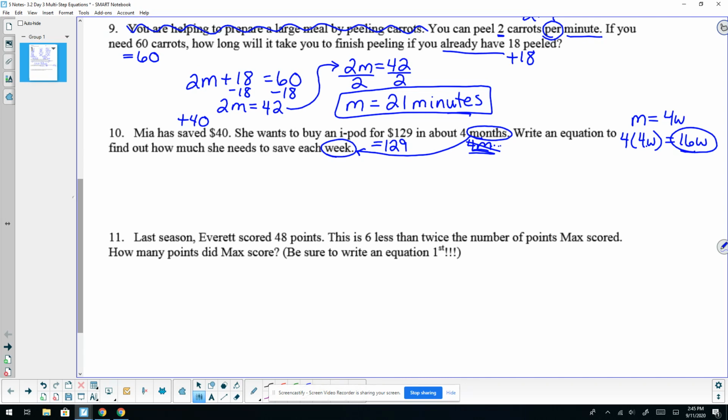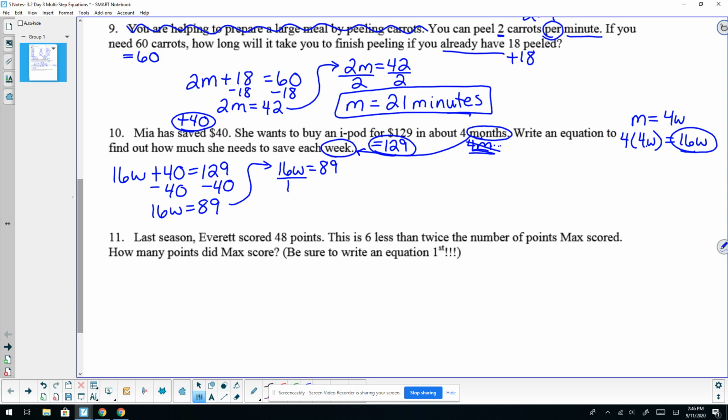Okay? So again, I'm going to start with our variable, which in this case is going to be the 16W. Then I have my plus 40, and it all equals 129. I can subtract 40 from both sides, which gives me 16W equals 89. Again, I'm going to move my work up. 16W equals 89. I'll divide by 16. So W is actually going to equal 5.5625. Now, Mr. DuPage, you told us we can't change our answer into decimals.